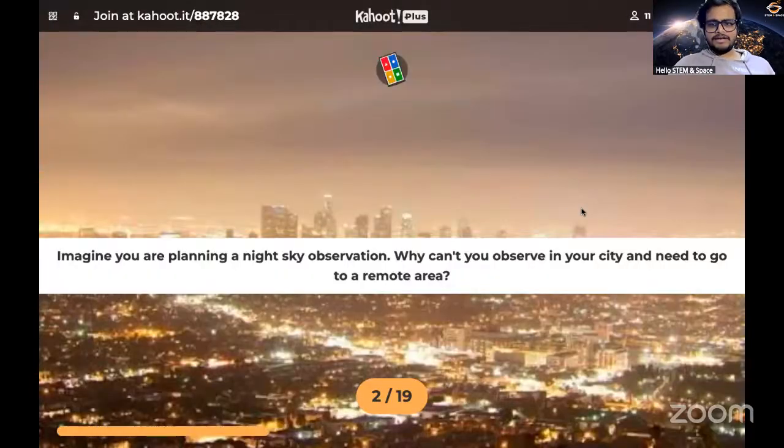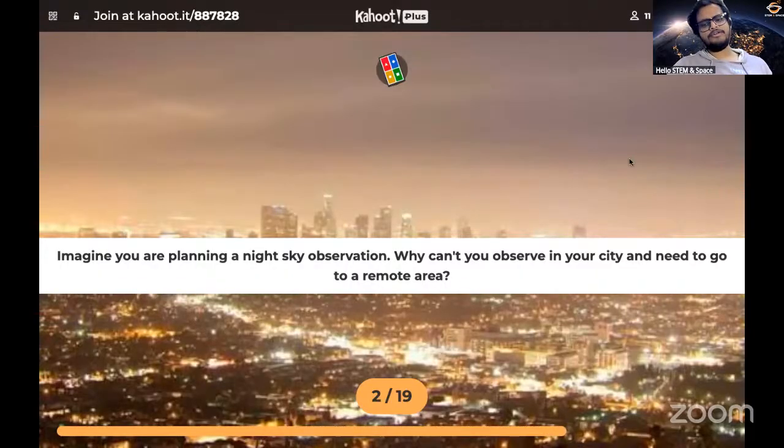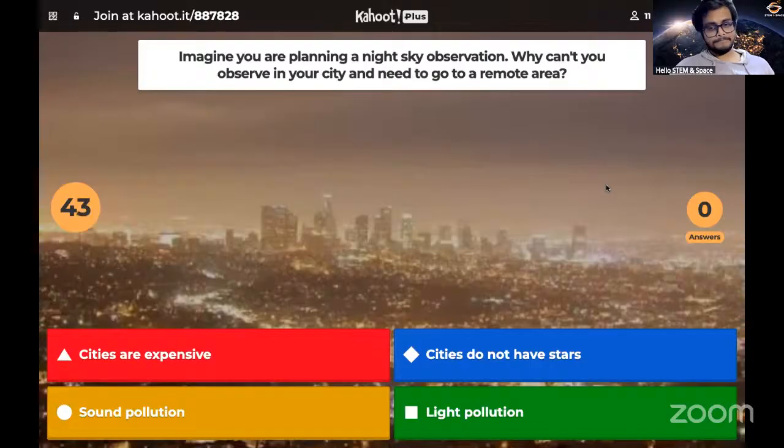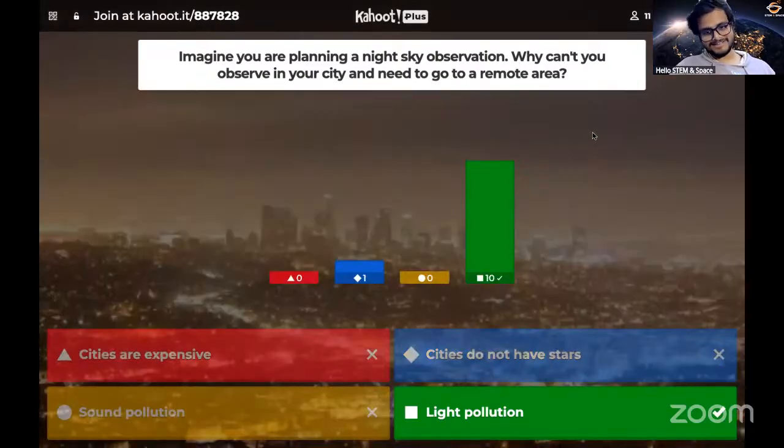Imagine you're planning a night sky observation. Why can't you observe in your city and need to go to a remote area? Cities are expensive, cities do not have stars, sound pollution, or light pollution. So why is it that you cannot observe stars in the cities?